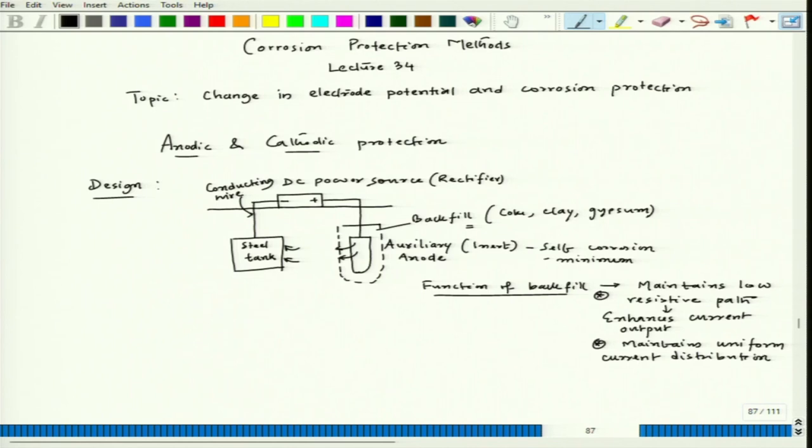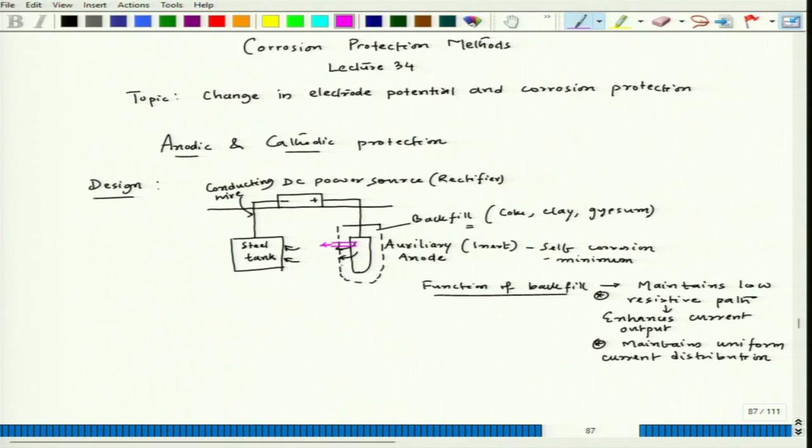Okay. Now, why is it important? Let us say in a local zone, we have a very low resistivity. That means the current would like to flow through that part, and when current only comes out through this part, then the total current which will be needed for sufficient protection of that steel tank may not be met. So, we have to have a situation that everywhere around that particular anode, my path resistance should be as uniform as possible. Now, this is more problematic in case of sacrificial anode. We will talk about that little later. But these are the two major functions of the backfill.